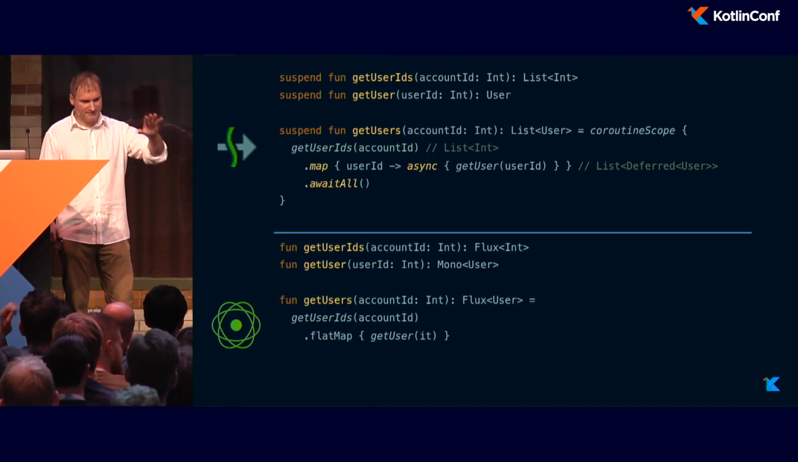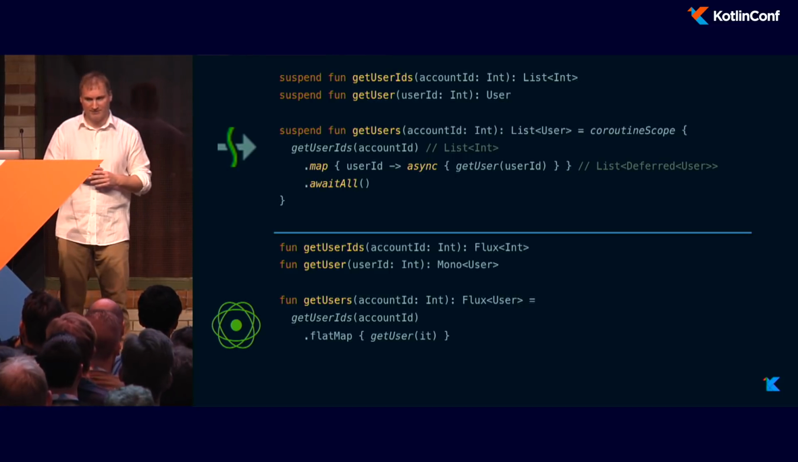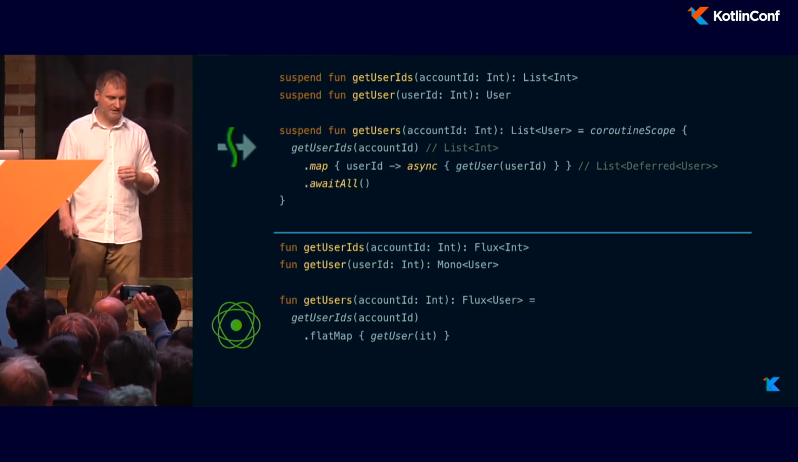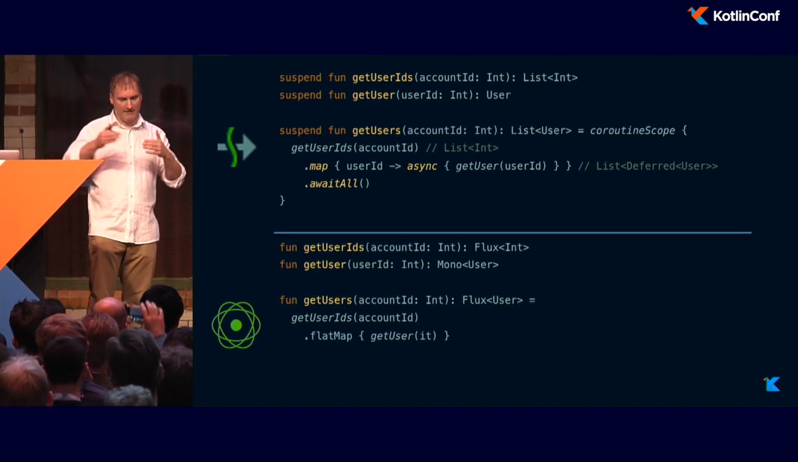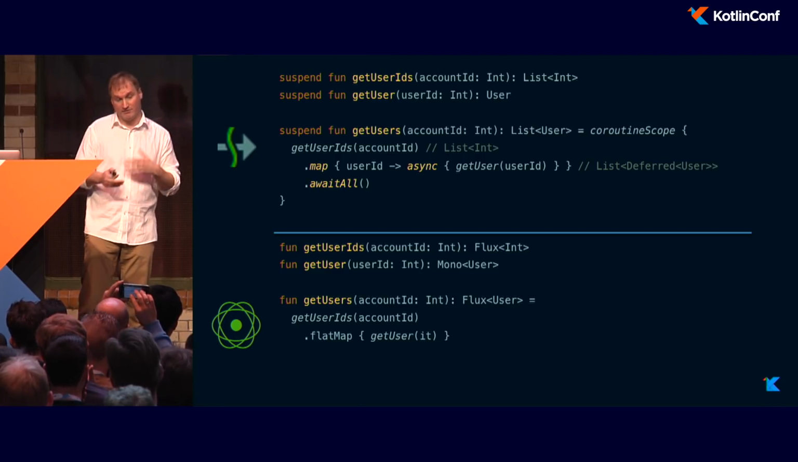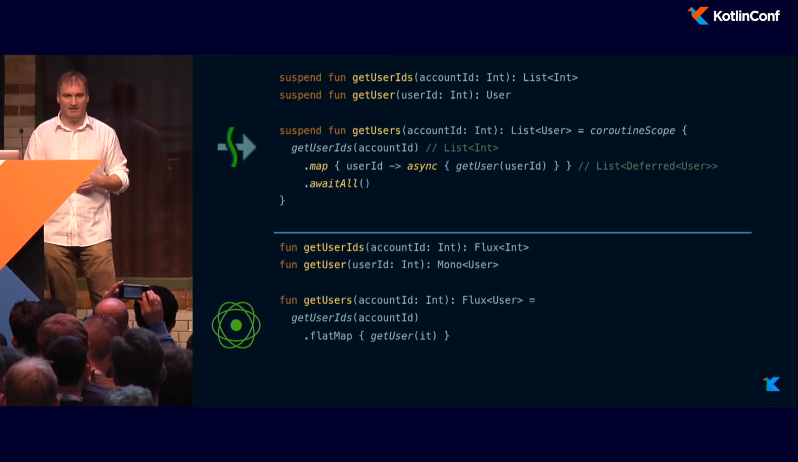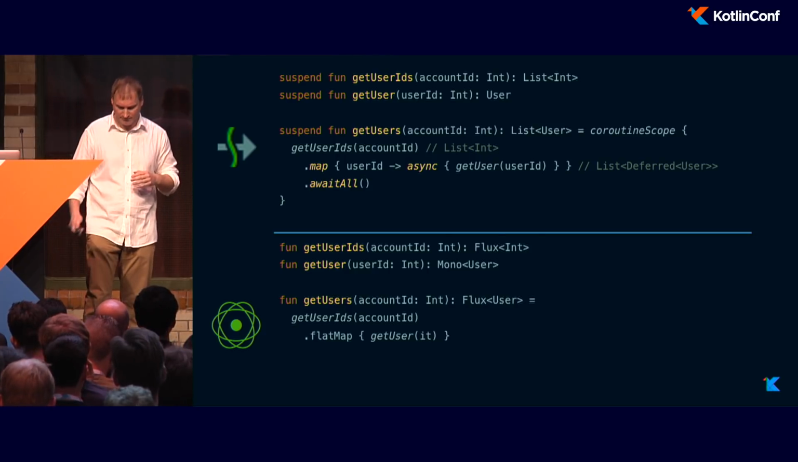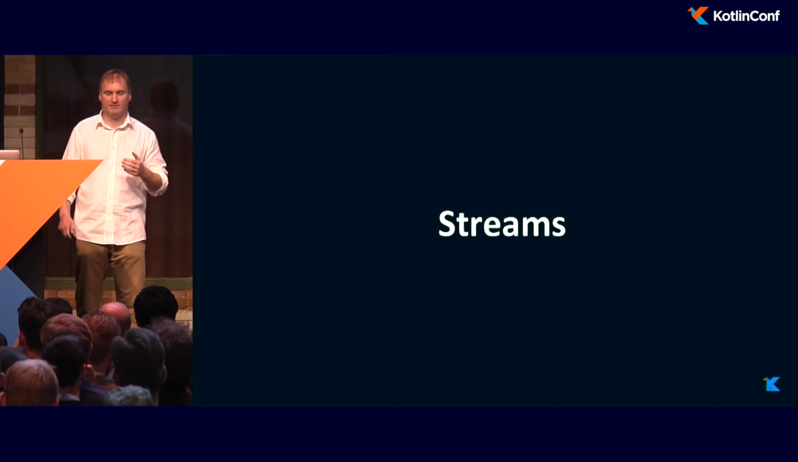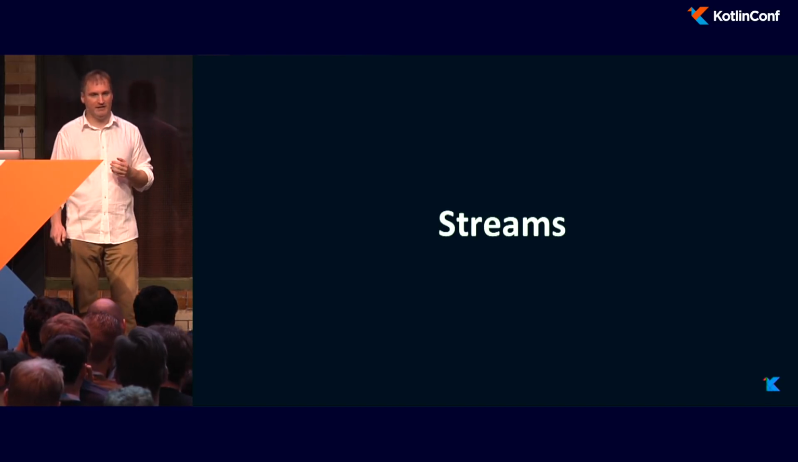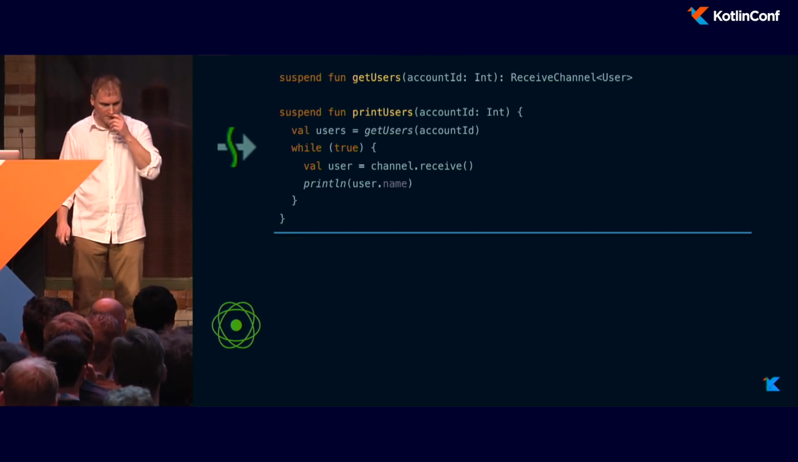So we've actually covered quite a lot about Monos. Now there is this Flux thing. A Flux, like I said before, is a possibly infinite, or it can be finite, stream of values which has this timing factor. And there is a similar concept in coroutines, similar to Flux, and it is channels.